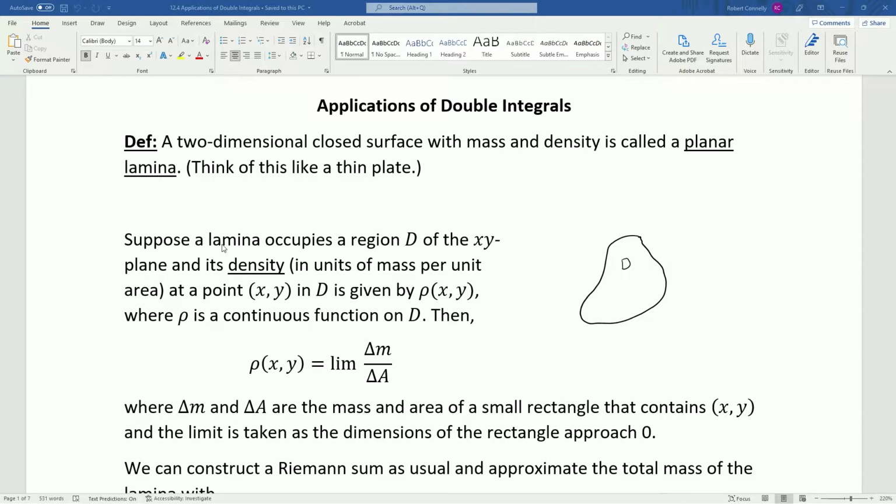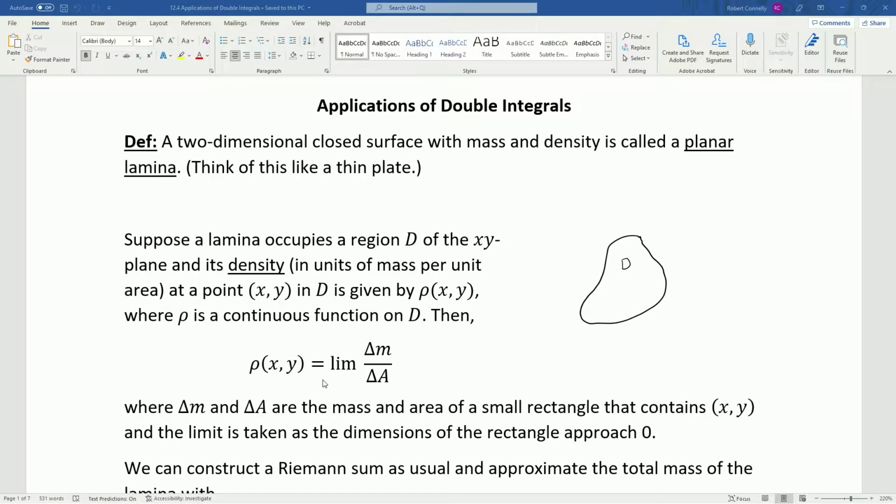So suppose a lamina occupies a region D of the xy plane, and its density at a point (x, y) in D is given by rho of x, y, where rho is a continuous function on D. Then rho of x, y equals the limit of delta m over delta A, where delta m and delta A are the mass and area of a small rectangle that contains (x, y), and the limit is taken as the dimensions of the rectangle approach 0.